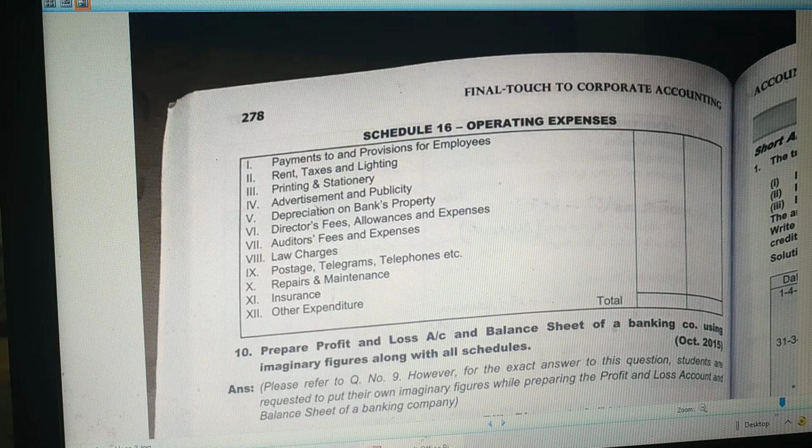So there are mainly 4 schedules under the profit and loss account: schedule 13, 14, 15 and 16. Remember the word I shared with you, provisions and contingencies. So if there is any provision and contingency given in the question, we will be dealing with that also. For a better understanding, we will go through one question and understand it in a much more detailed way. Thank you very much for this particular profit and loss account.